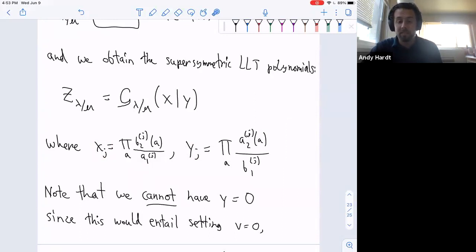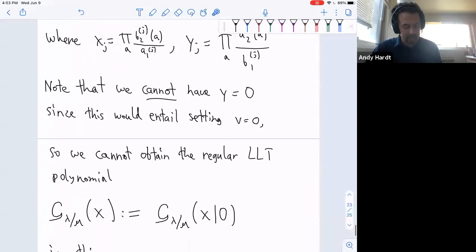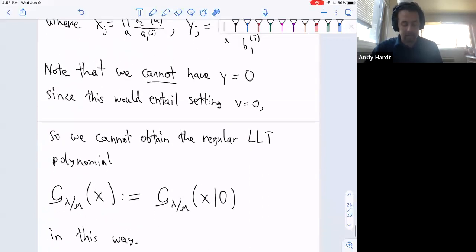But I believe that we can have any other parameters in here besides y equals 0. Now, the unfortunate thing is y equals 0 is exactly the LLT polynomial. So that's the one thing that we can't have. And that's one of the things I think they were trying to do, and then I was trying to do it. And it's the one thing, at least without new methods, that you cannot get in this way.